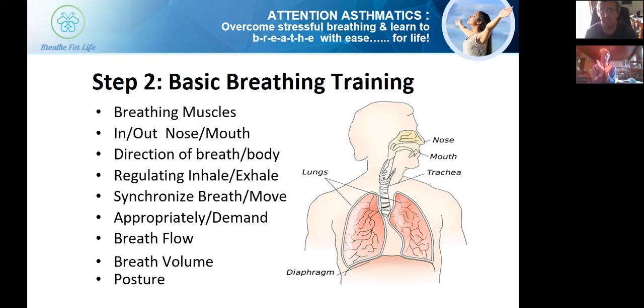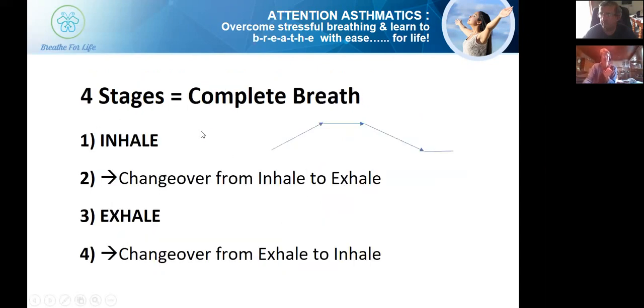Okay, now let me just say at this point, I have trained 5-year-olds to do this all the way up to 85-year-olds. So everyone can learn this. So hopefully you don't think it's overwhelming, but so let's begin.